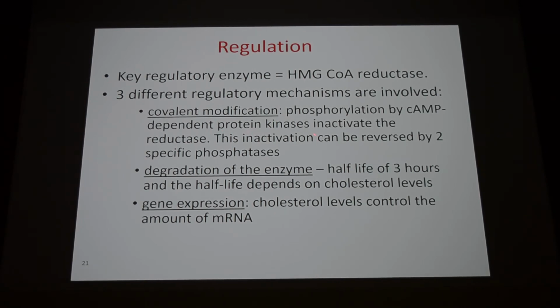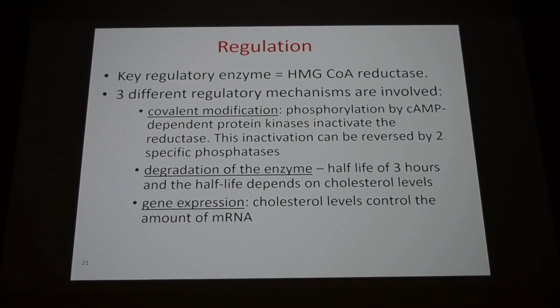One is covalent modification, and you know very well what we mean by covalent modification. This enzyme, HMG-CoA reductase, when it is phosphorylated, is inactive. How is it phosphorylated? By a cyclic AMP-dependent protein kinase. So the cyclic AMP-dependent protein kinase will phosphorylate HMG-CoA reductase, so it will inactivate it. Do you know which hormone stimulates this pathway? Glucagon. So glucagon inhibits cholesterol synthesis and insulin stimulates cholesterol synthesis. Okay?